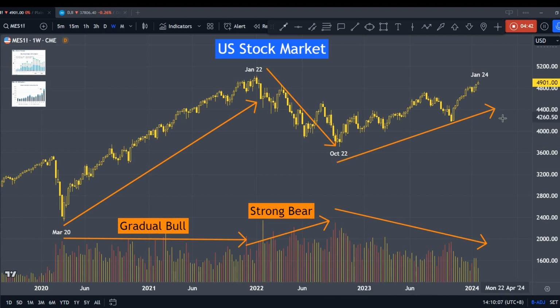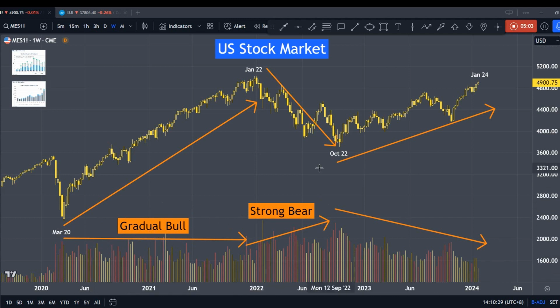But I also want you to take note that as the market climbed into this uptrend, we also saw a decline in interest, a decline in volume, and this bull does not show that there's new interest coming in to support it. In general, this is what I call a gradual bull.